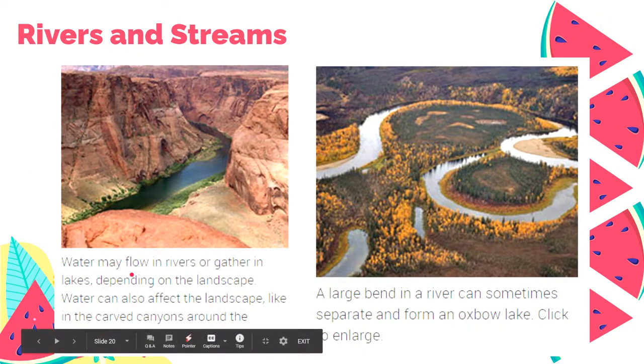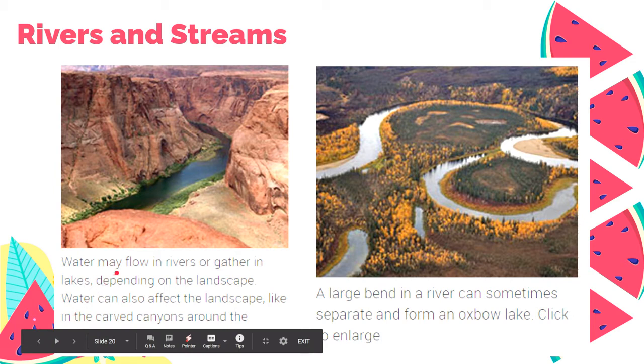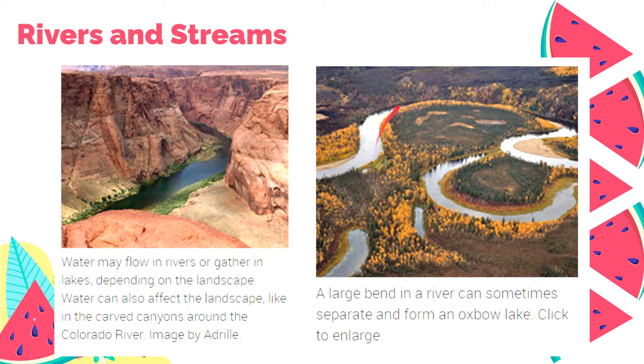Water may flow in rivers or gather in lakes. And when we reach our grade 11 and we discuss exogenic processes, you will learn that water is such a powerful agent of erosion that they can actually carve their way through bodies of land. Okay, so they can alter the landscape, they can carve through canyons, and they can create structures such as oxbow lake. So this is what I was talking to you about a while ago.